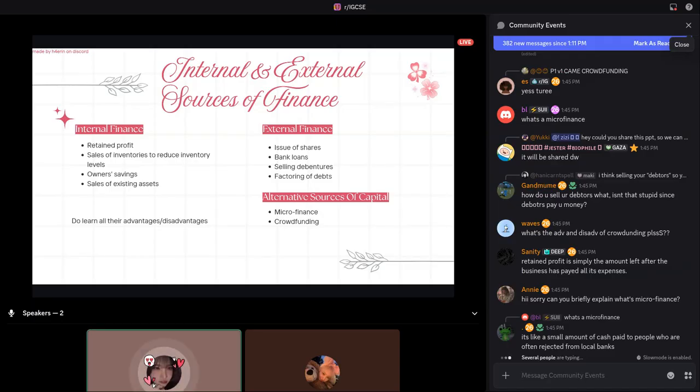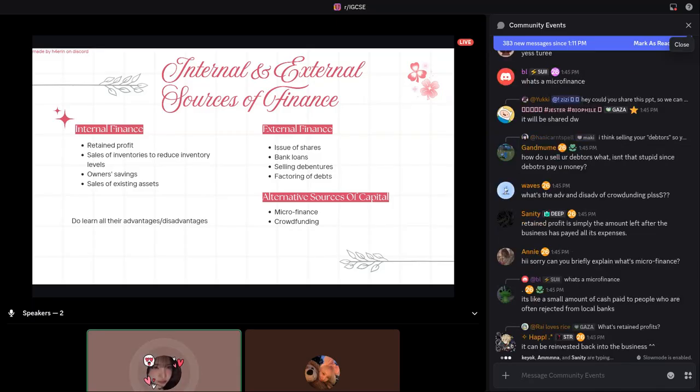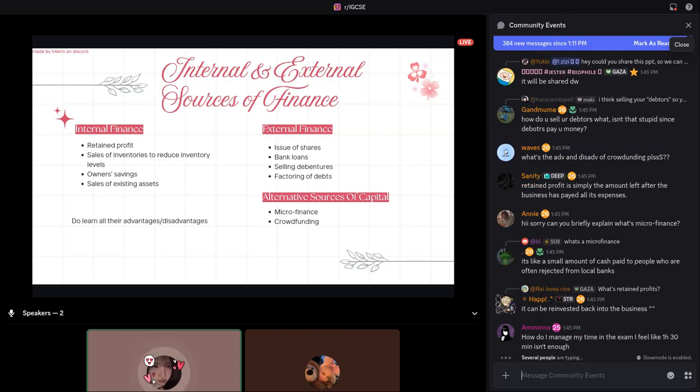Factoring of debts is not selling your debtors. Debtors are a stakeholder, by the way, so saying that would directly lead to losing a knowledge mark. Factoring of debts is when a business sells its invoices at a discount to a third party, which is a factoring company, in exchange for an advance of cash.